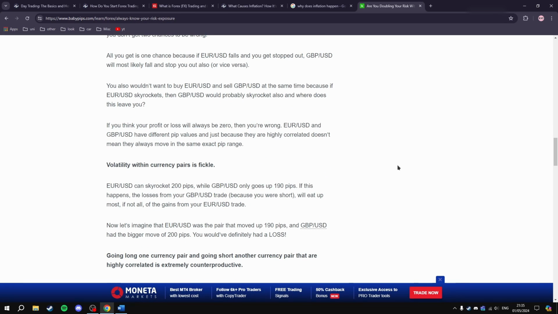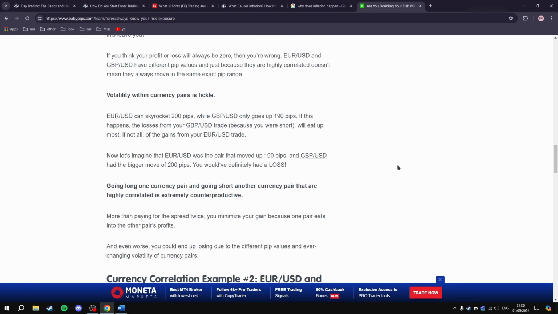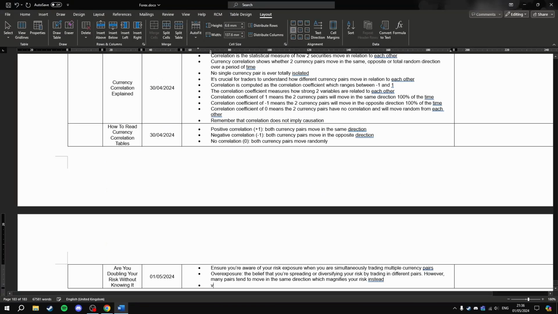You also wouldn't want to buy Euro-USD and sell GBP-USD at the same time, because if Euro-USD skyrockets, then GBP-USD will probably skyrocket also, and where does this leave you? You get stopped out in one currency pair. If you think your profit or loss will always be zero, then you're wrong. Euro-USD and GBP-USD will have different pip values, and just because they are highly correlated doesn't mean they always move in the same exact pip range. Volatility within currency pairs is fickle.